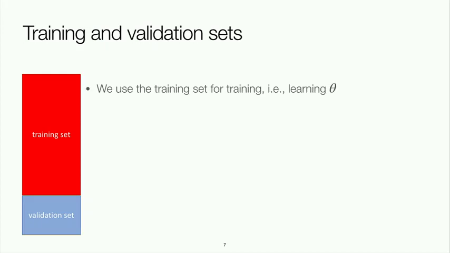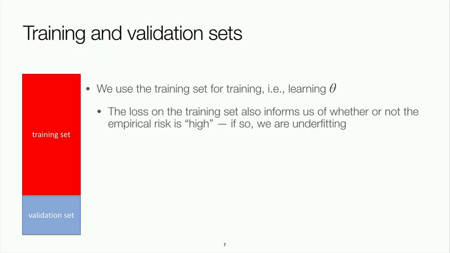So we use the training set for training, i.e. learning theta, and the loss on our training set is already enough to inform us whether or not the empirical risk is high. Remember, this is subjective. This is from a practitioner standpoint, trying to understand whether this empirical risk is what I would expect for this particular problem, based on how hard I think this problem is. But if we do think that it's high, then we're underfitting. Of course, we also require that the true risk is also high, but like we said before, we never really expect that the true risk is going to be any lower than the empirical risk. So generally speaking, measuring empirical risk is already enough to diagnose whether or not we're underfitting.